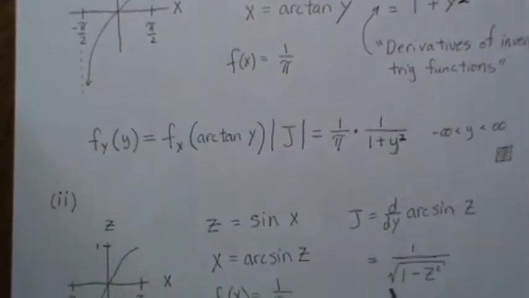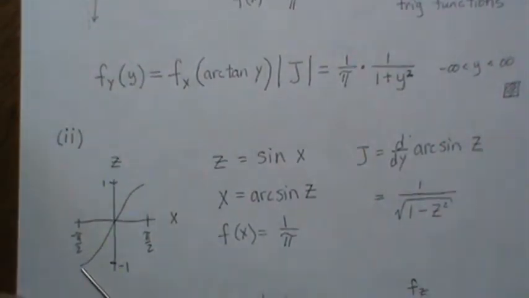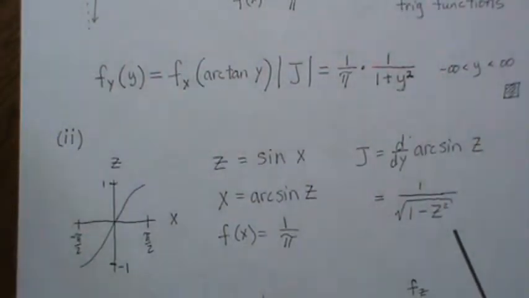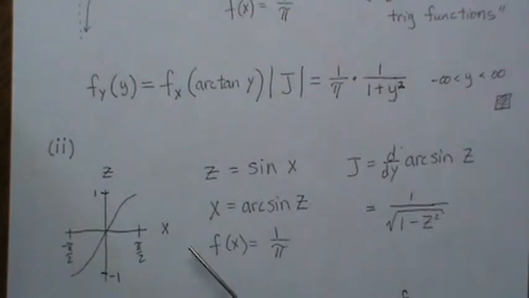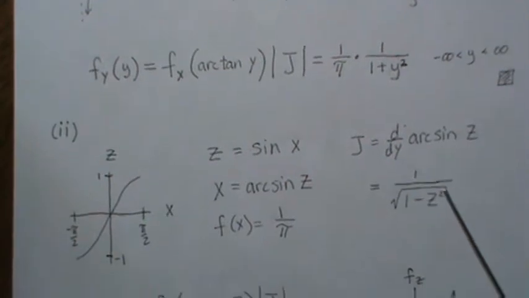And so now let's look at the second transformation, Z equals sine of X. And if we plot it, it goes from minus 1 to 1 in this range here. So back solve for X, we get X equal to arcsine of Z. The density of X is the same, 1 over pi. The Jacobian is the derivative of the arcsine of Z, which then becomes 1 over the square root of 1 minus Z squared. And again, I'm going to point you to the video Derivatives of Inverse Trig Functions for this calculation. Now notice that Z ranges from minus 1 to 1, and so this is always positive.